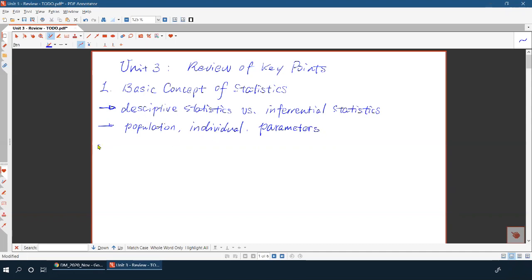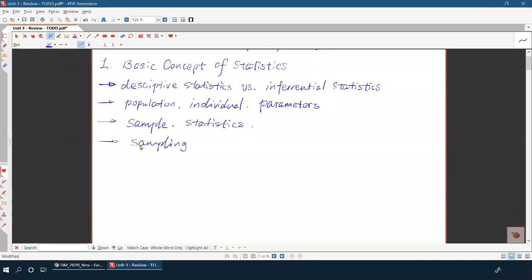Okay. Next, you need to know what is a sample. Sample is a subset drawn from your population. And sample has statistics. It describes the characteristics of a sample. And what is the process of sampling? Sampling is the process to draw the subset from a population.